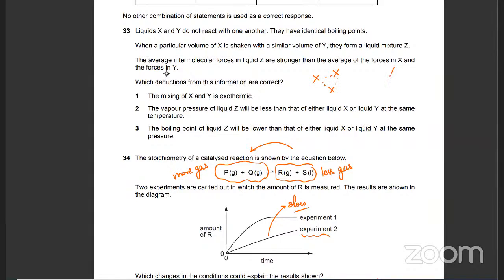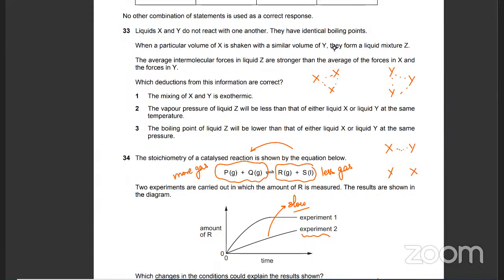Now this question is slightly tricky. And there's another liquid which is Y, and they are attracted to each other. Now what it does is, they do not react with each other, and they have identical boiling points. So that means they have identical intermolecular forces. We don't know what the intermolecular forces are, but they are identical. Now the question is, when you mix them together, so X and Y get mixed together.